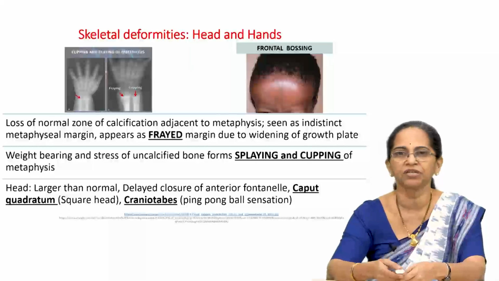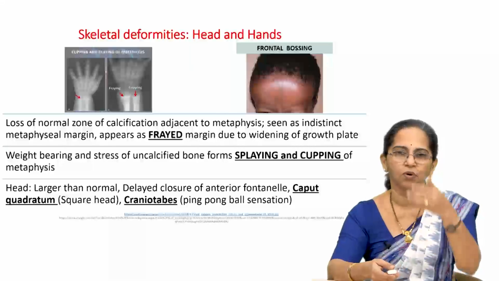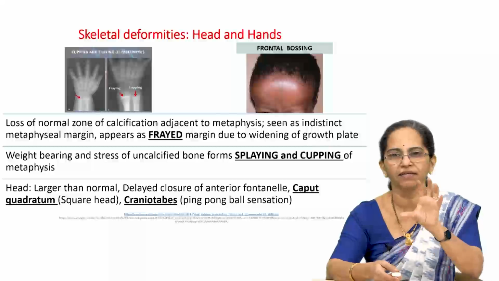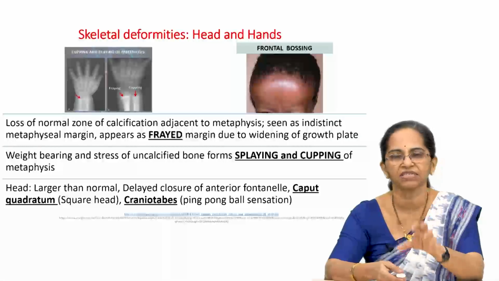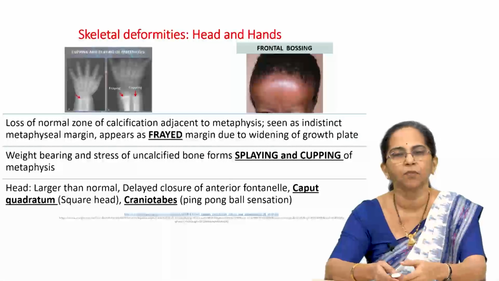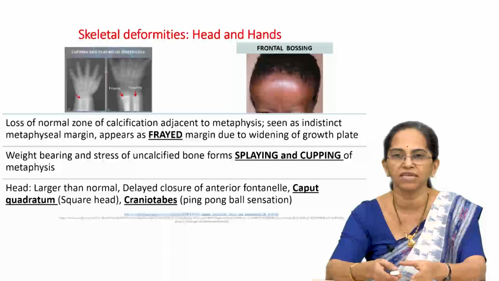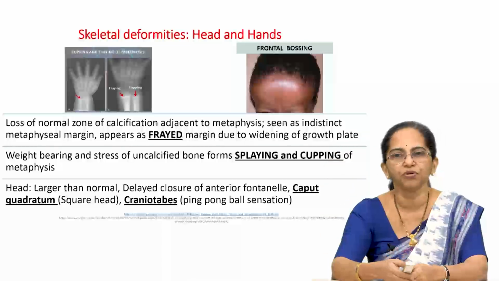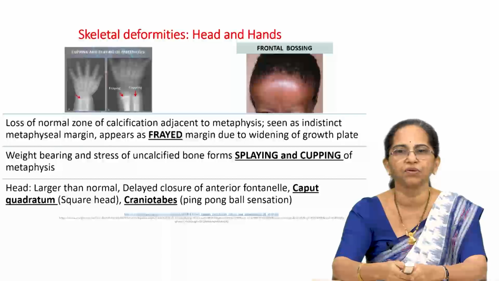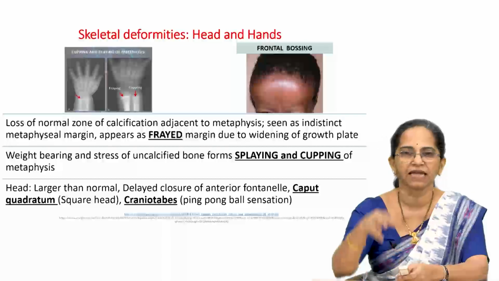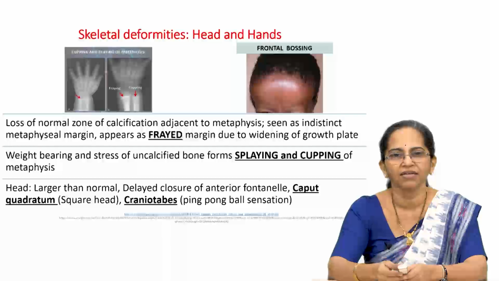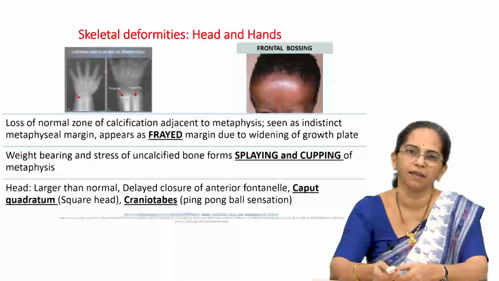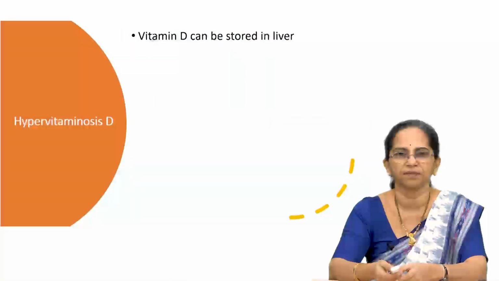And the second picture is the frontal bossing. The bone is very soft and the brain is growing and the pressure is created. So, you see the bossing appearance. You also see from the superior view, when you see the scalp area, you can actually see what is called caput quadratum. It's like 4 buns there, okay. So, craniotabes or the ping pong ball sensation.